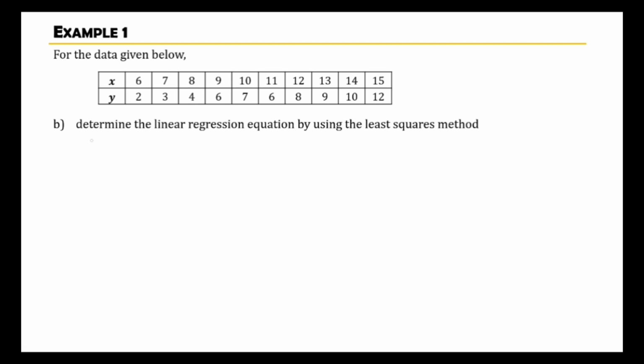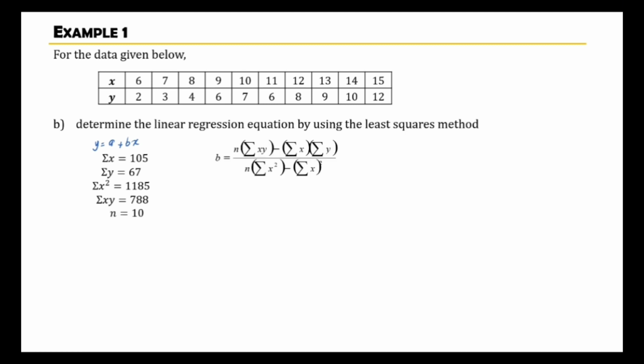So for the linear regression equation, we are looking for y equal to a plus bx. Total of x equal to 105. Total of y equal to 67. Total of x squared is 1185. Total of xy is 788, and n equal to 10.